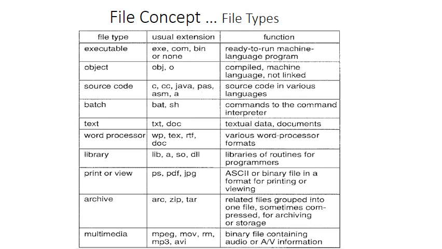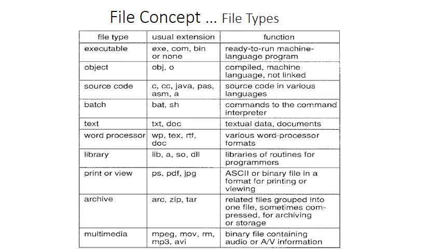Next is the text files. They can have the extension as .txt, .doc and so on. It contains textual data and documents. Then we have the word processor files that usually have the extension as .wp, .tex, .rtf, .doc and so on. These are the various word processing formats that we have. Then the library files .lib, .a, .so, .dll. These are libraries of routines for programmers.